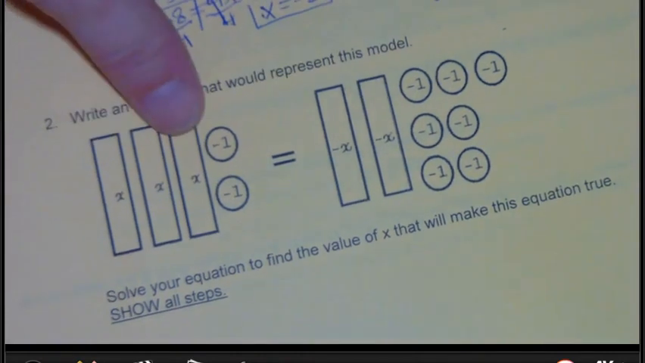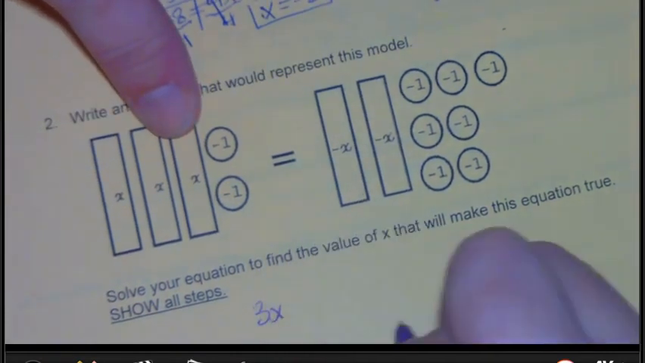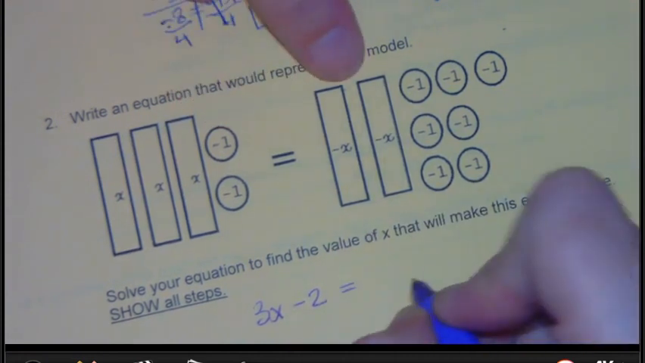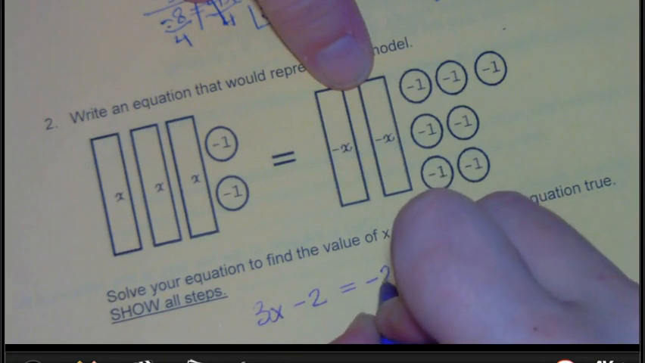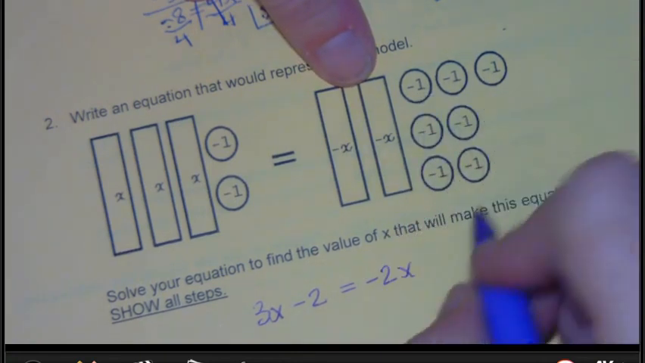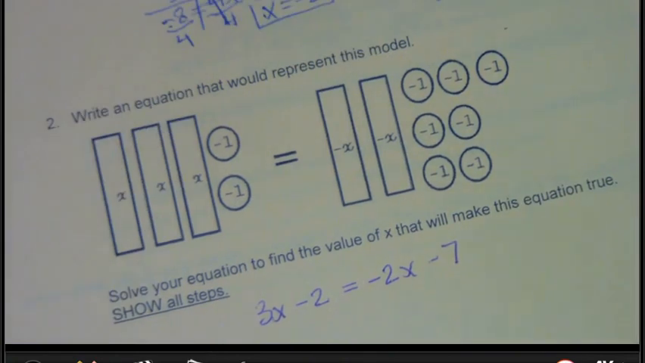Well, the left side, I have 3 x's, and they are all positive. And I have 2 1s, and they are negative, so I have minus 2 is equal to, I have 2 x's on the right, and they are negative, so I've got negative 2x. And then I have 1, 2, 3, 4, 5, 6, 7, and then I have negative 7 1s.